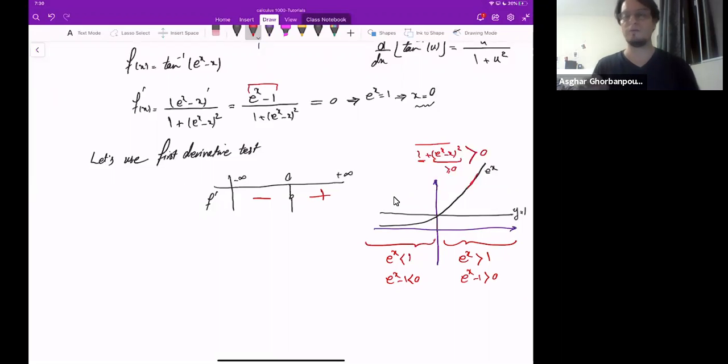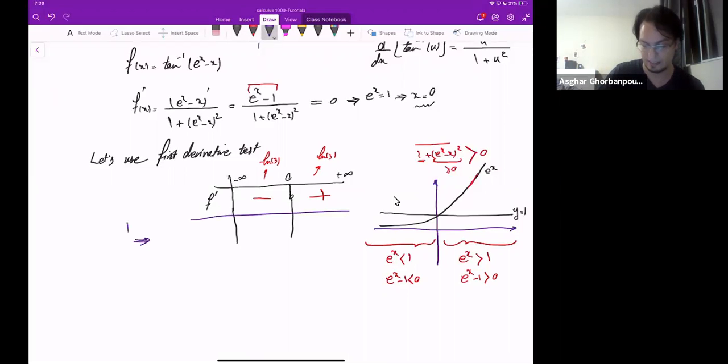You can evaluate the function at some values. For example, you can put ln of, I don't know, 3 for this one, and here you put minus ln of 3. That will tell you the sign of the function over there. Okay, so we defined the sign table for f prime. Now it's time to use the first derivative test.